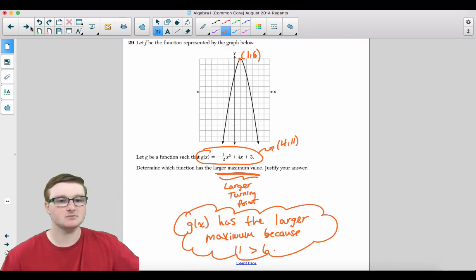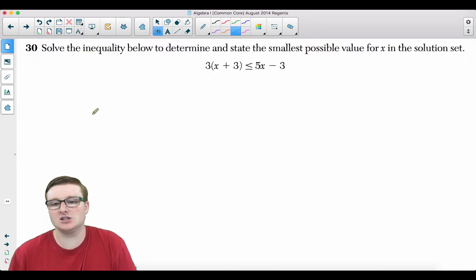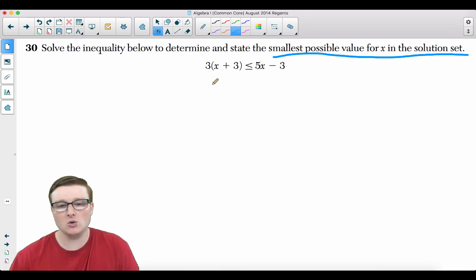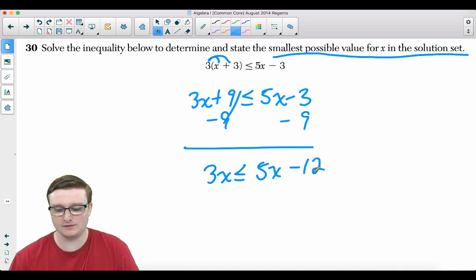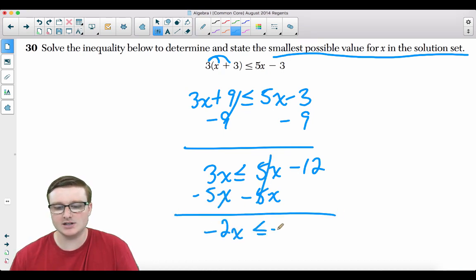Here we go. So question 30 says, solve the inequality below to determine and state the smallest possible value of x in the solution set. I want you to ignore this for a second. I want you to just solve the problem. So we're going to first distribute the 3. We get 3x plus 9 is less than or equal to 5x minus 3, right? We're going to subtract the 9 on both sides. You get 3x is less than or equal to 5x minus 12. So now I'm going to subtract the 5x on both sides. You then get negative 2x is less than or equal to negative 12.